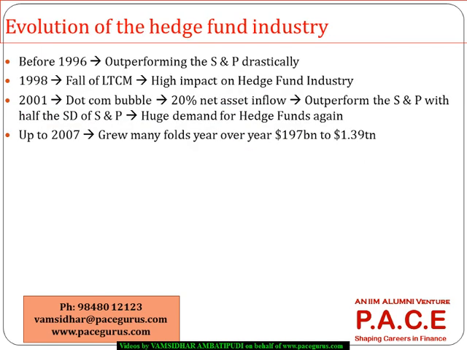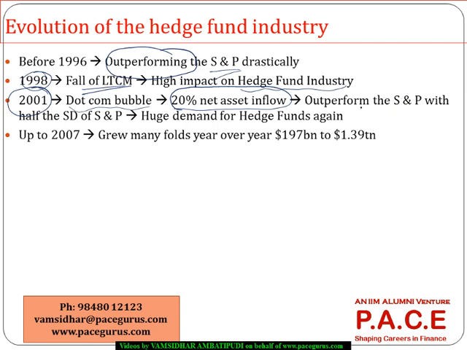So just as a quick look-out, before 1996, the hedge fund industry was drastically outperforming the S&P index. But with the fall of LTCM in 1998, the hedge fund industry got very badly affected. But again, from 2001 onwards, when the dot-com bubble occurred, where there were so many short positions, there was a net inflow for the hedge fund industry. So again, it resulted in an outperformance of the hedge fund industry.